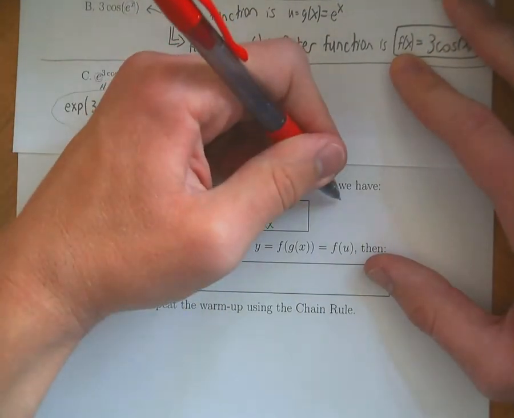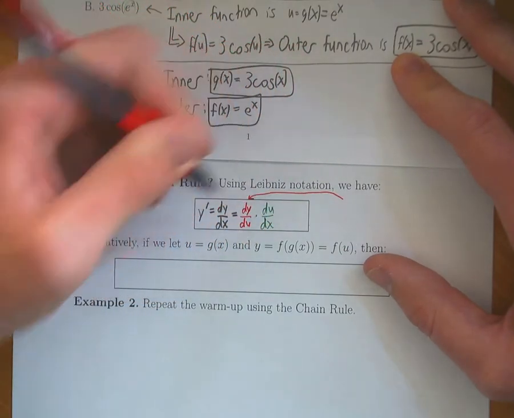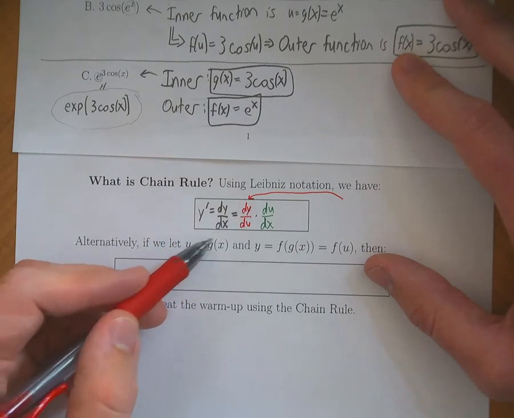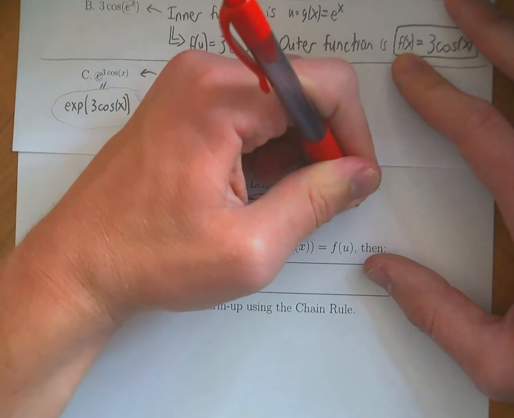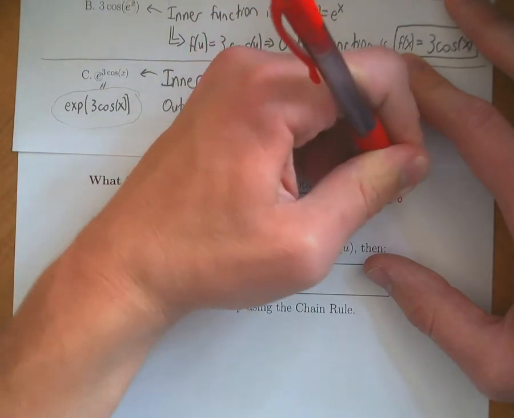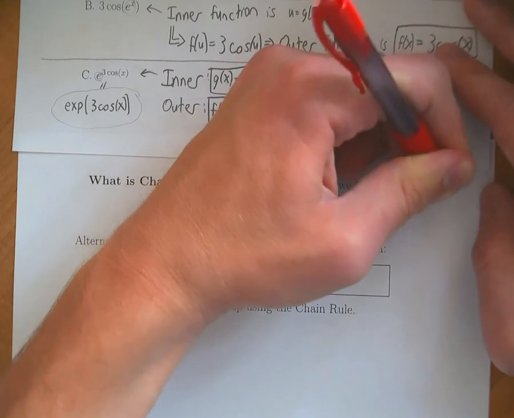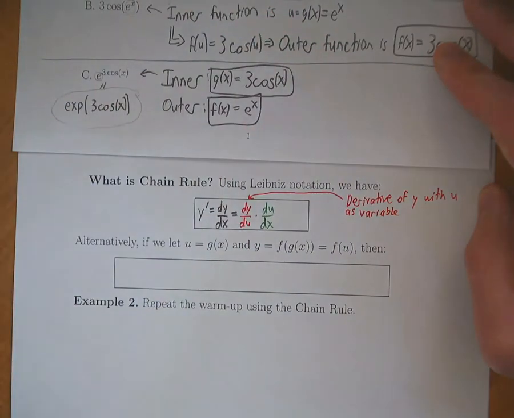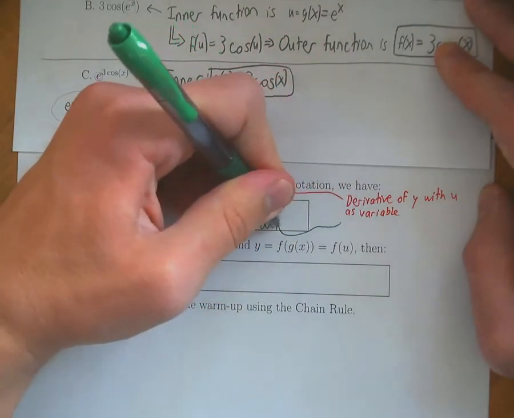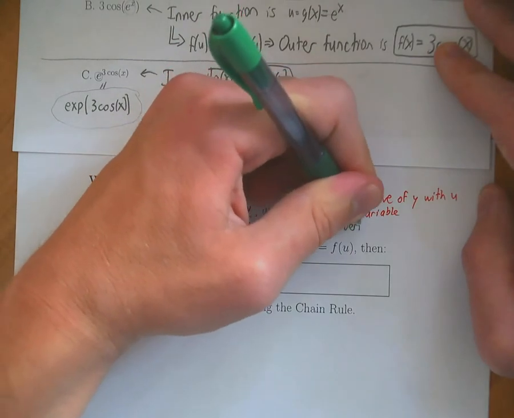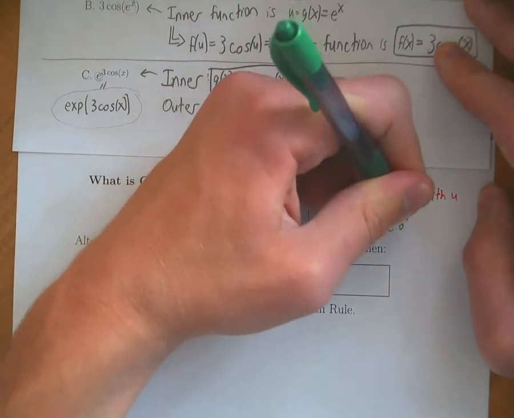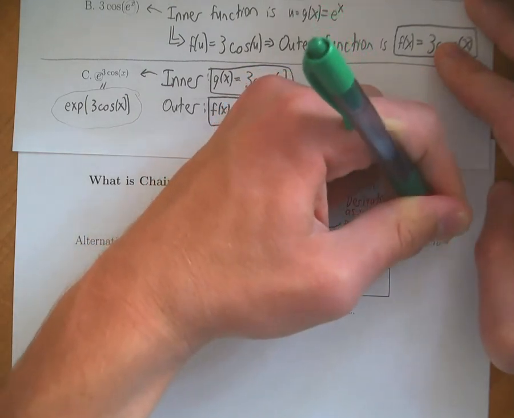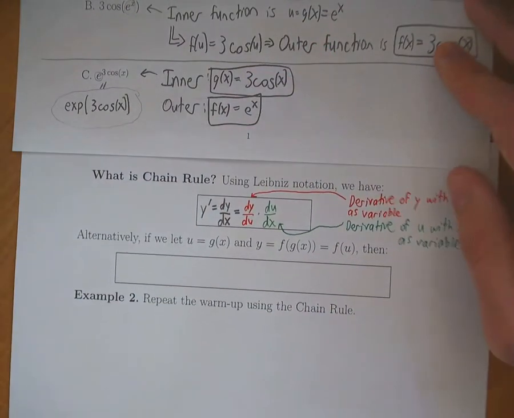So what the red part is saying, okay, you're taking the derivative of the whole function with respect to the inner function in this case. So the derivative of y with u as a variable, and then du dx, meanwhile, is just the derivative of u with x as the variable. Okay? So that's all that means here.